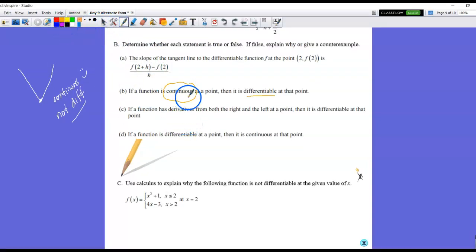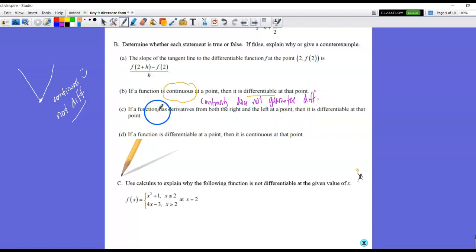So, continuity does not guarantee differentiability. All right, so that's important.